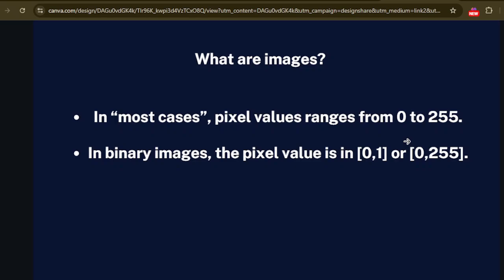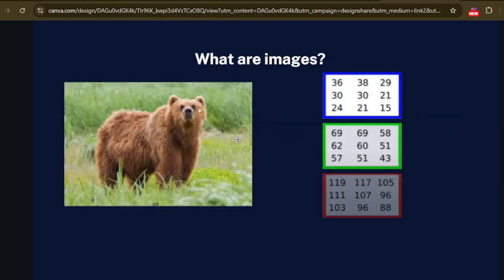Some other images have different ranges as well, but we are not going to talk about those yet. We are just going to focus on the fact that most colored images have ranges from 0 to 255, and in binary images the value can either be 0 or 1, or 0 or 255.